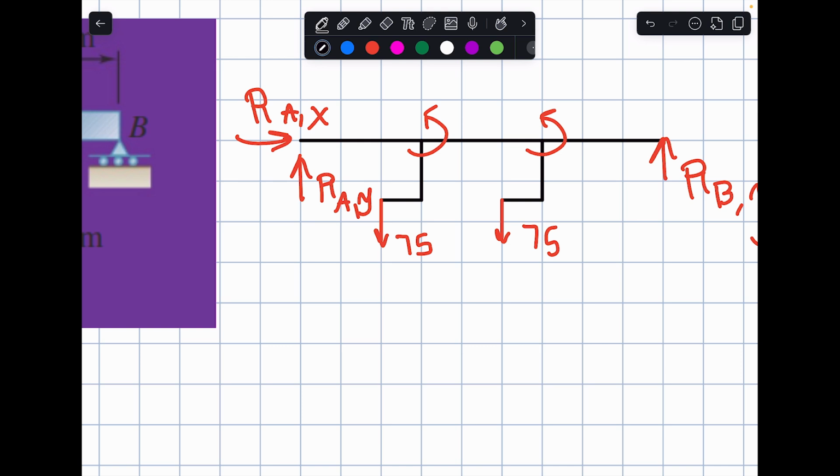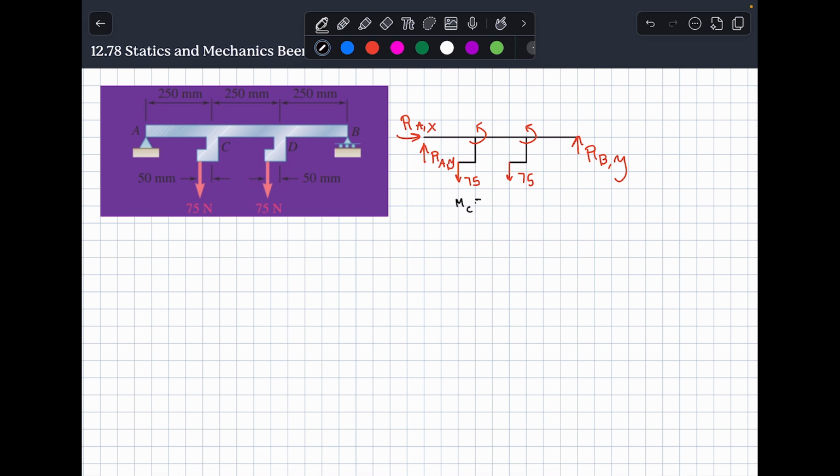The way we're going to do that, we're going to come down here and say the moment at C is equal to 75 newtons times 50 millimeters. That's going to come out to 3750 Newton millimeters, which equals 3.5 Newton meters. And that's going to be the same at point D as well.